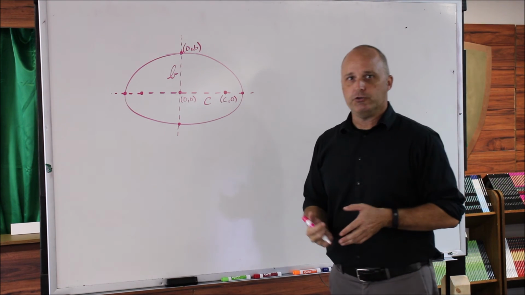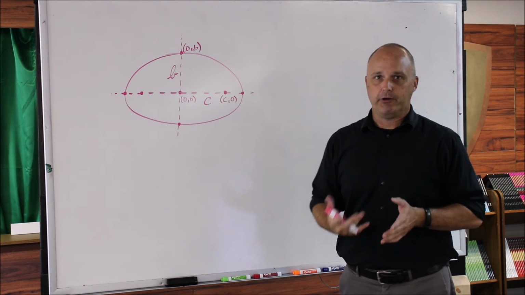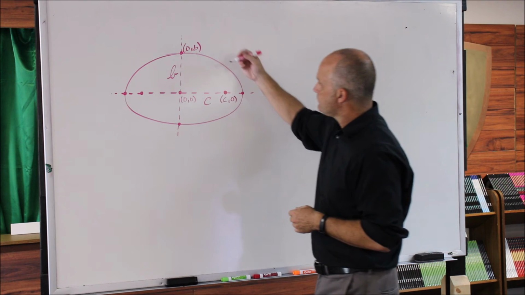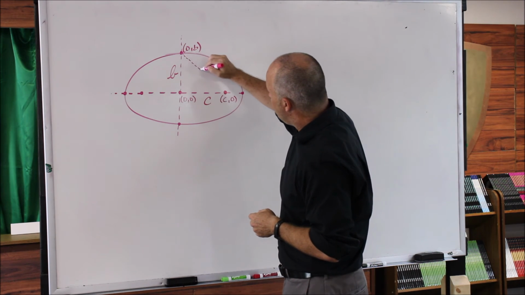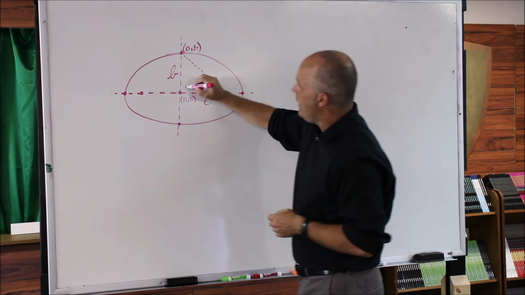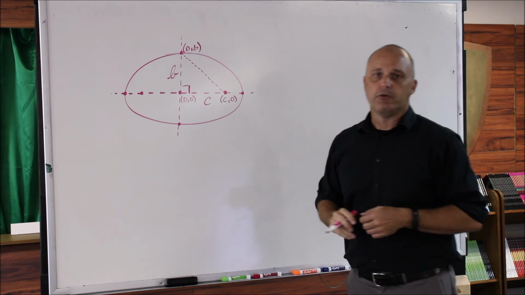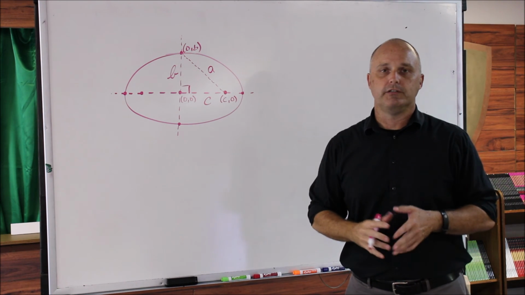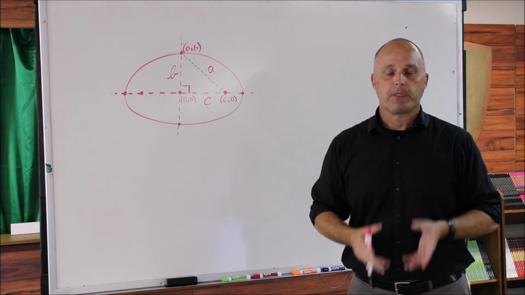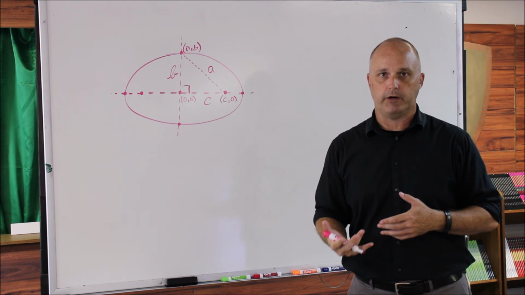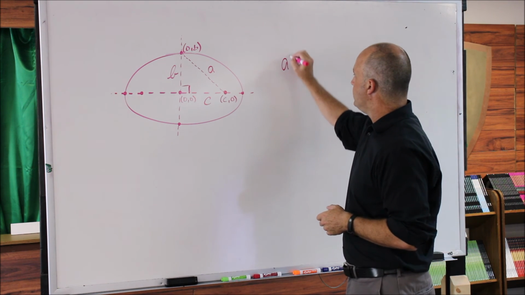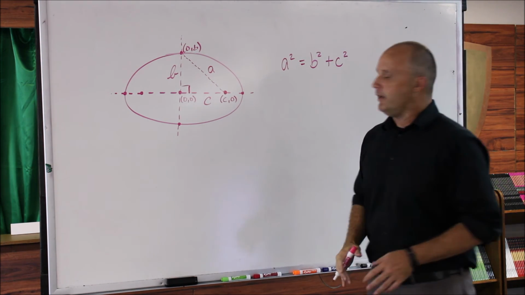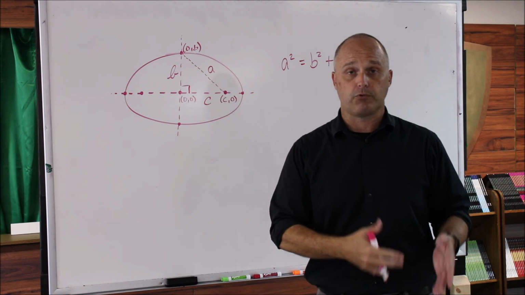Okay, now we can use the Pythagorean theorem to figure out the value of c. We're going to take this right here and draw in a hypotenuse, and now we've got a 90-degree angle. We're going to call this a right here. We're actually going to modify the Pythagorean theorem a little bit. Normally we would say a squared plus b squared equals c squared. Now we're going to say a squared, because a is the hypotenuse, is equal to b squared plus c squared. And you're going to see how we use this in the next problem.